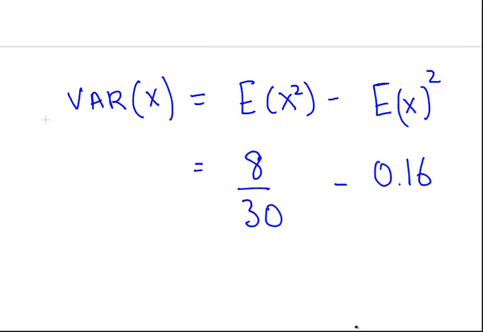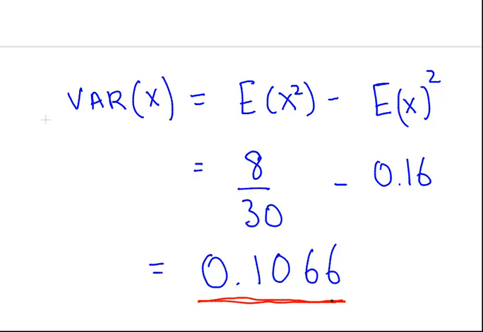What is 8 over 30? Actually, let's just leave it as 0.1066. That's probably the best thing there, to roughly four decimal places at least. So that's the variance of x, the second one we needed. The variance of x equals 0.1066. And we'll leave that video there. That's the continuous random variables exercise.